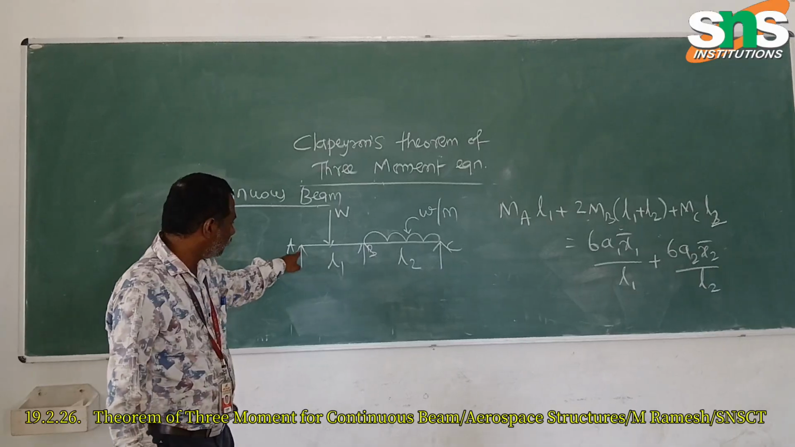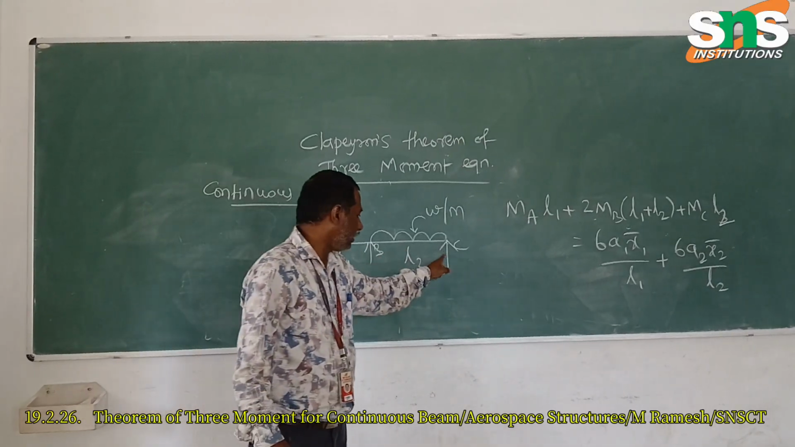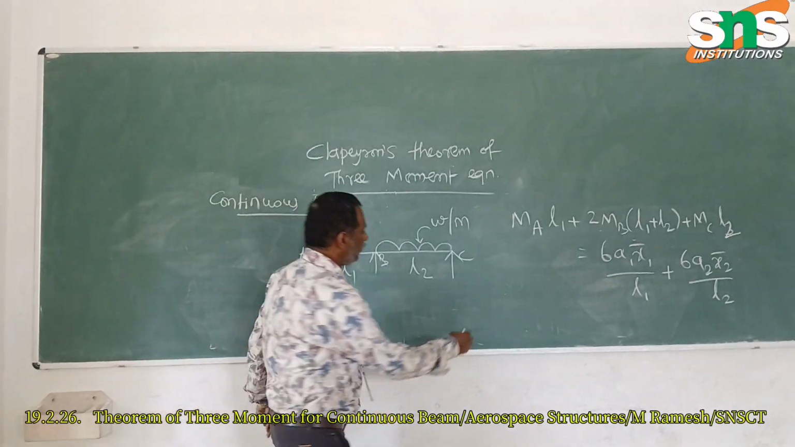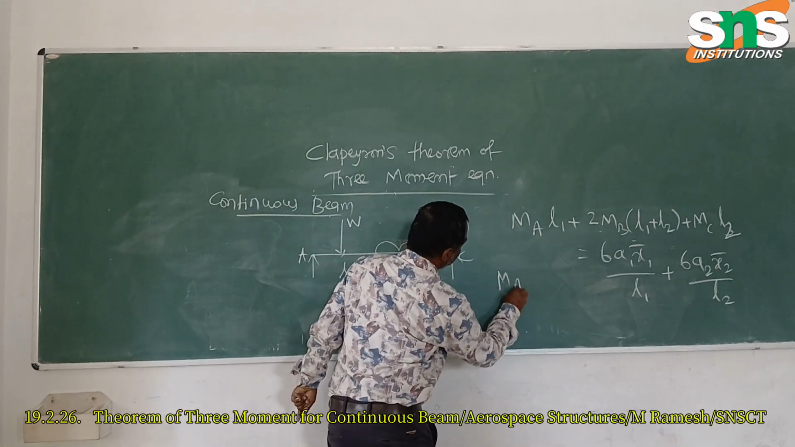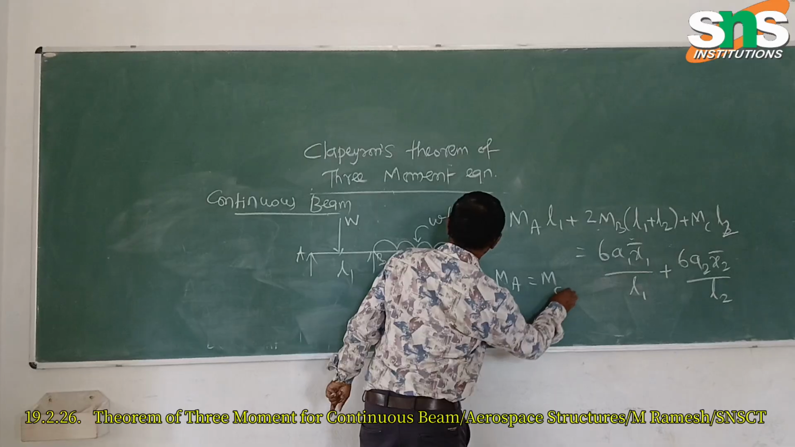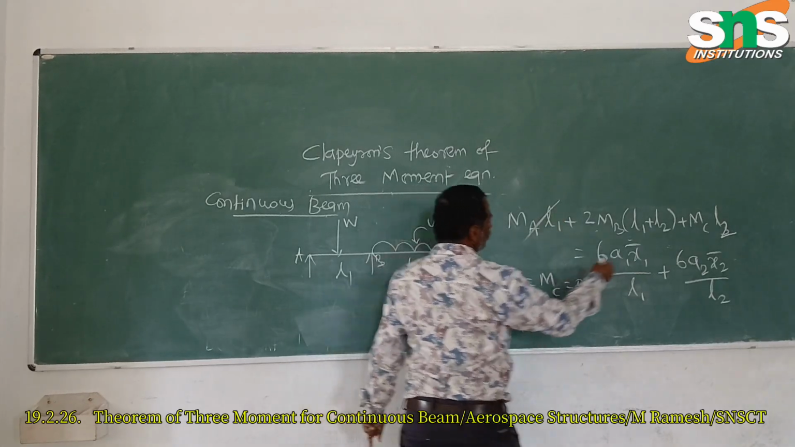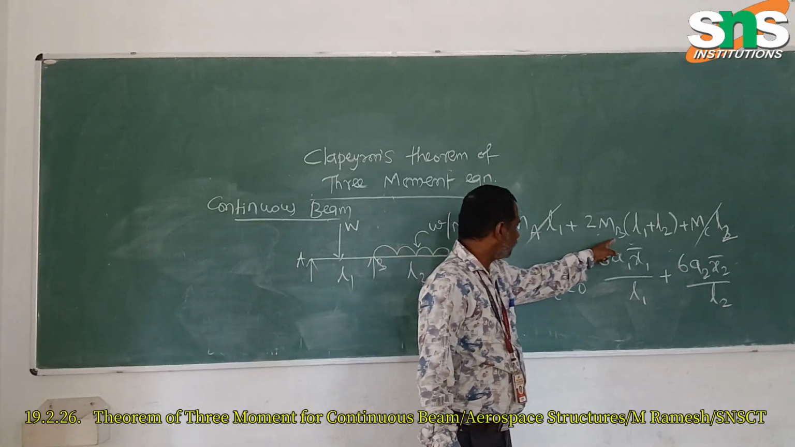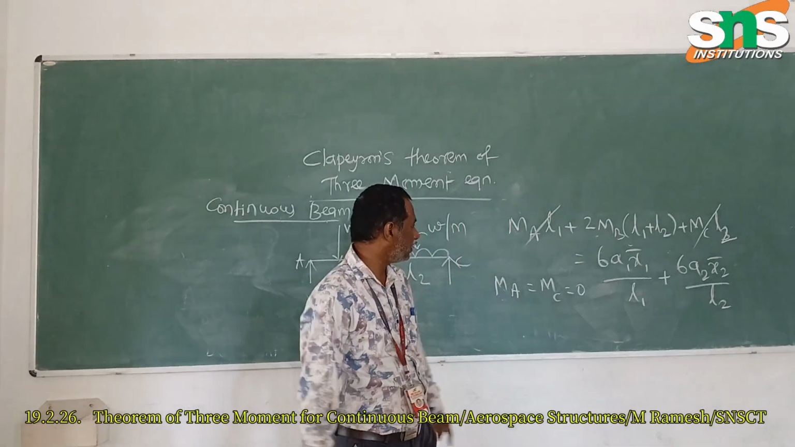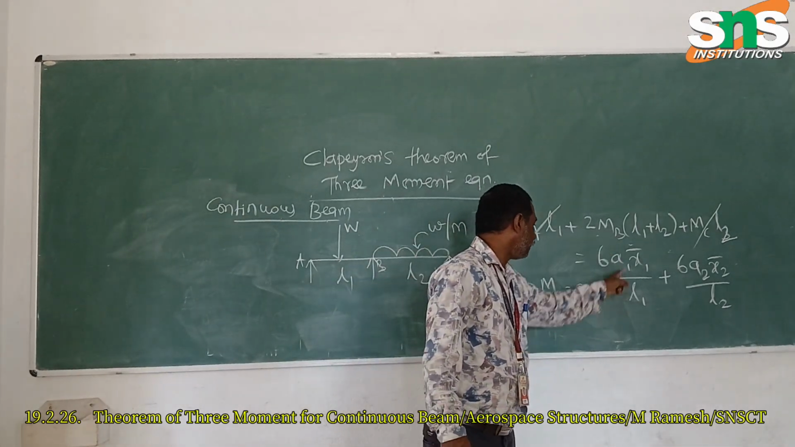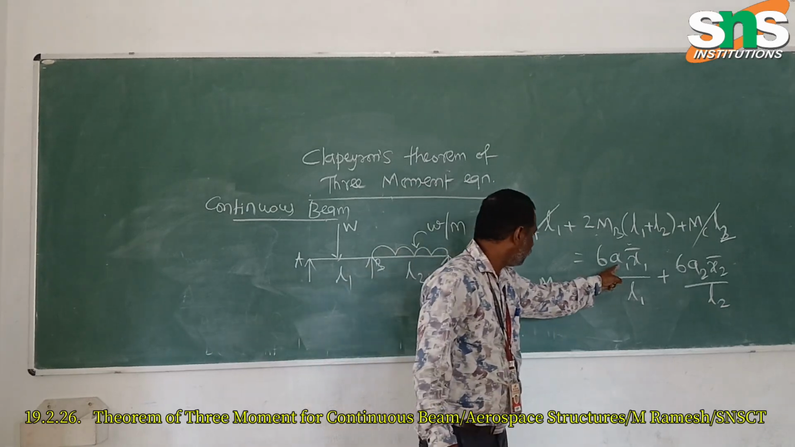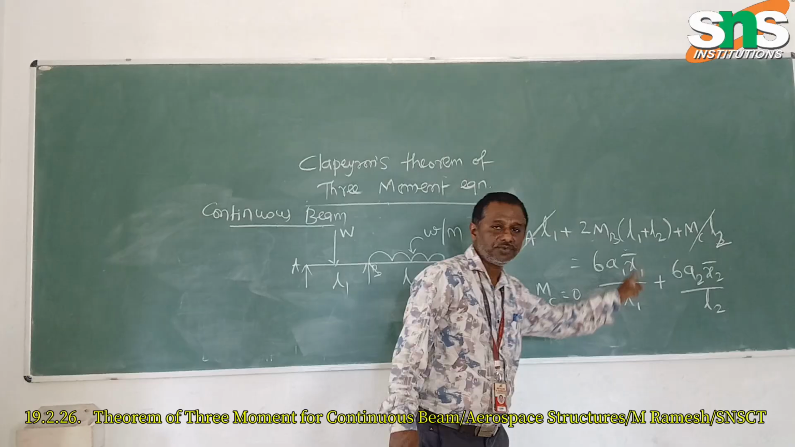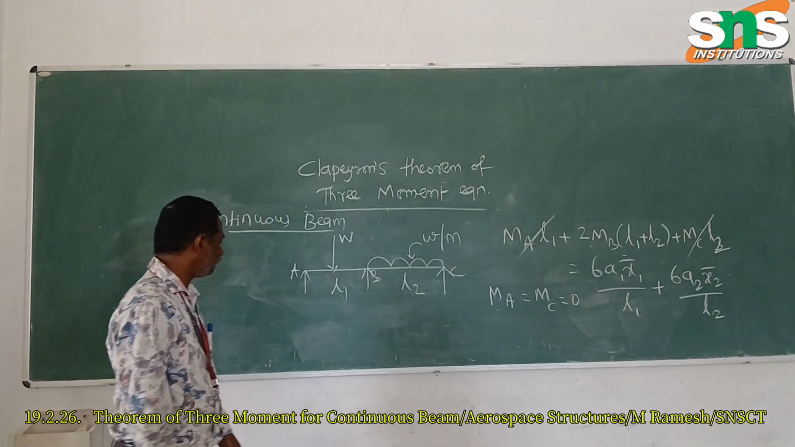Here A and C are simply supported at both extreme ends. So we can come to the conclusion that MA equals MC equals 0, so both terms will get cancelled. We know all things, but MB is the unknown. We have to find it, and also draw the moment diagram so that we can find the A value as well as the centroid. So here the thing is different.